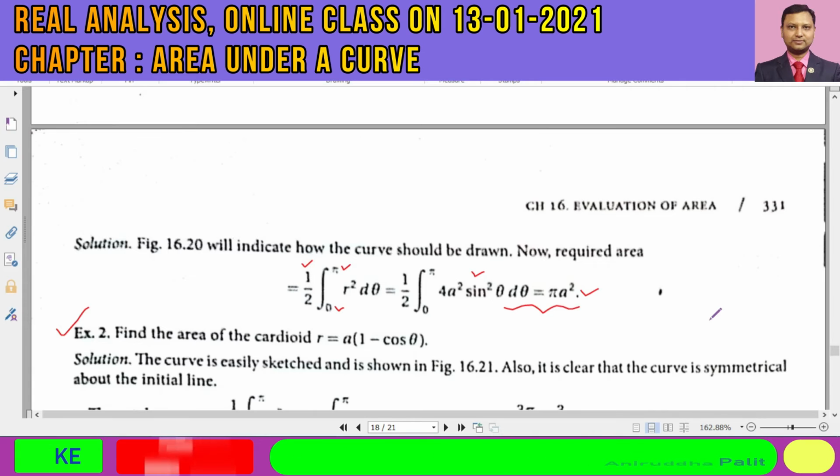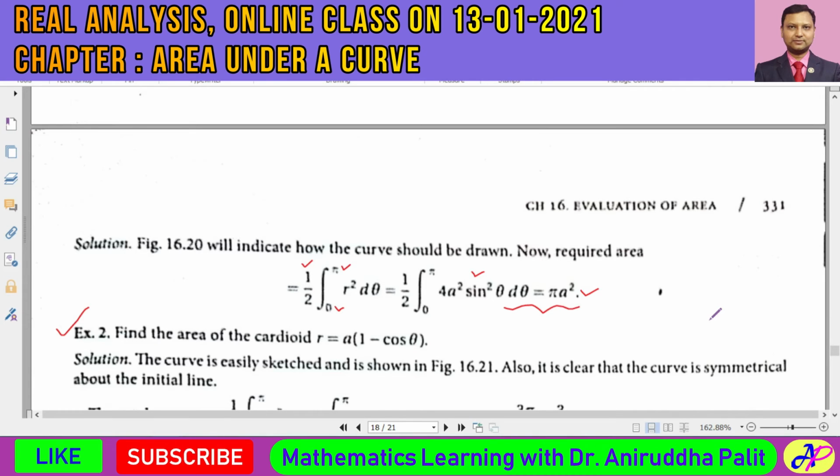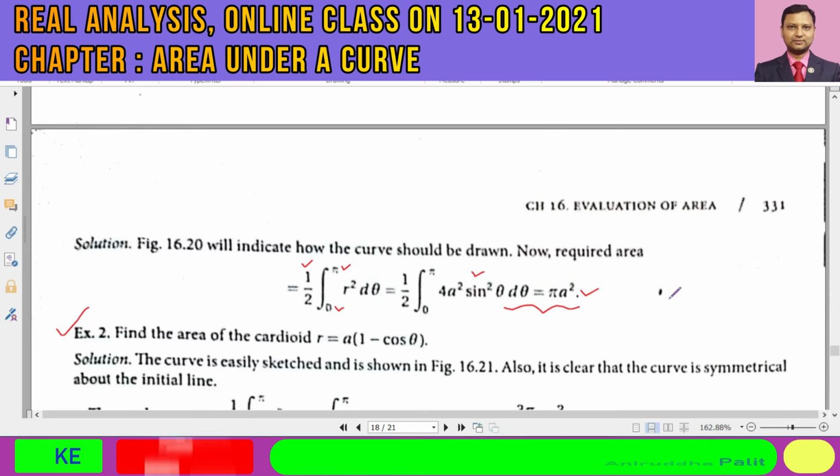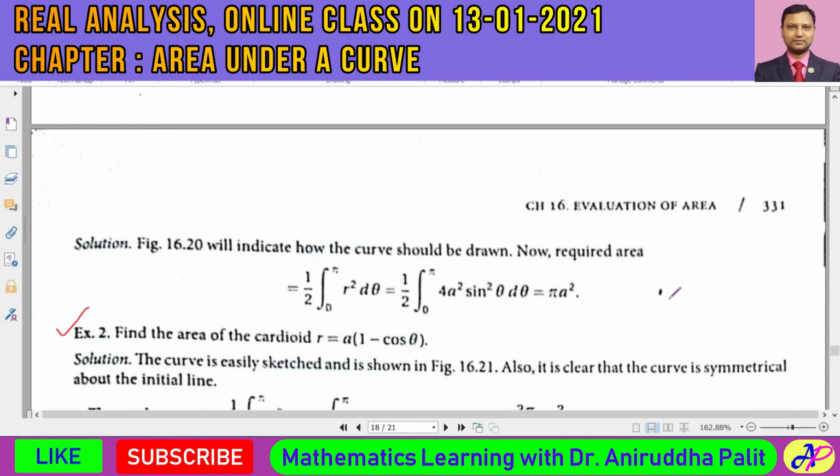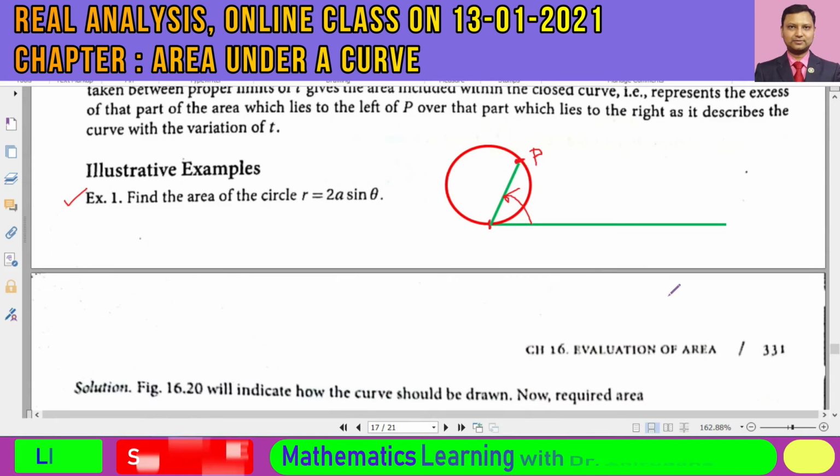So in this example, actually we are establishing the formula. How did we obtain pi a square? Got it? So this is the technique by which we can show that the area of a circle is equal to pi a square.